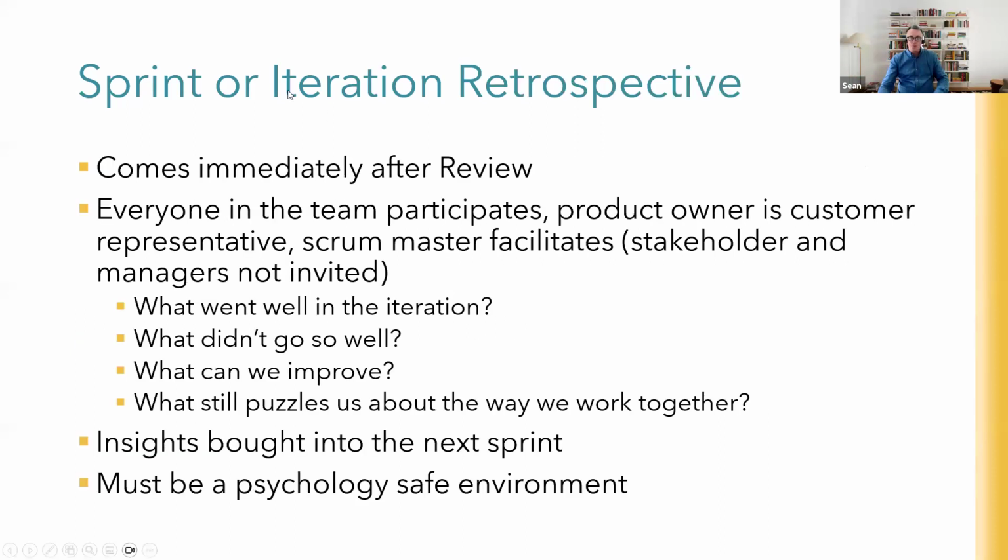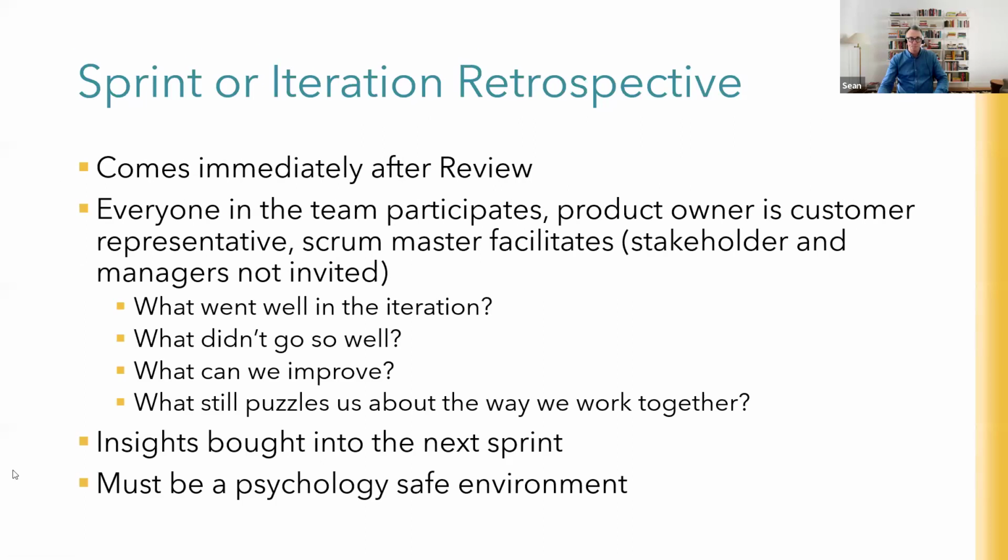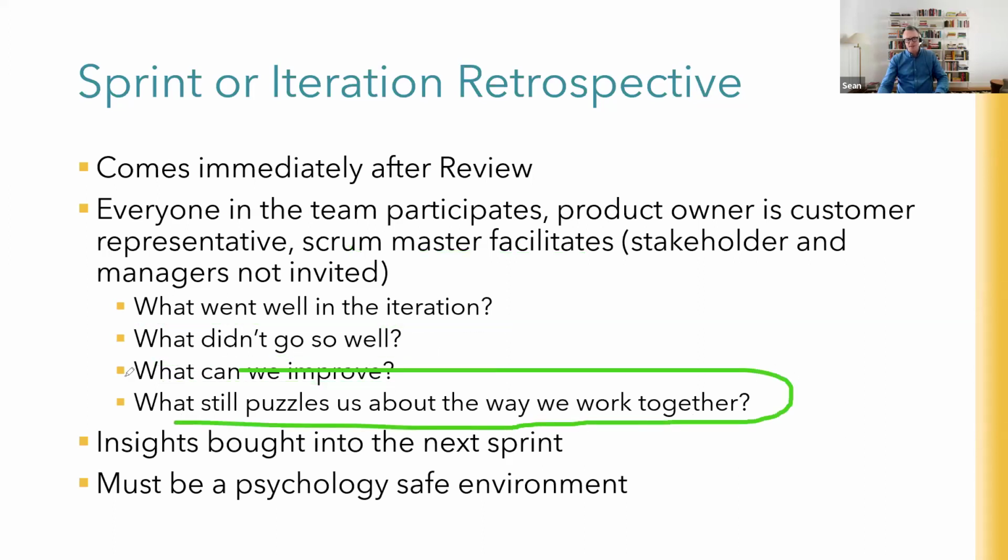And then you'll make time at the end of every sprint or iteration for a retrospective, which comes immediately after the review. Immediately after the review, everyone in the team participates. The product owner, as customer representative, and the Scrum Master facilitates it. Stakeholders and managers are not invited though, because you want people to speak freely. If you've got the team members here: what went well, what didn't go so well, what can we improve, what still puzzles us about the way we work together.